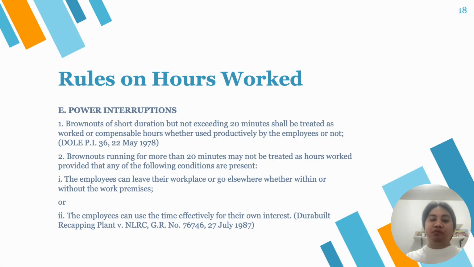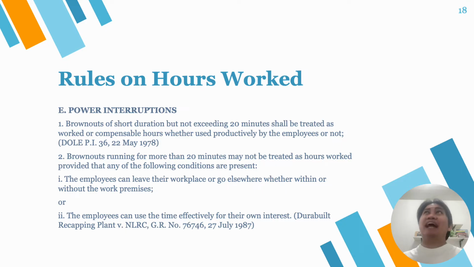Okay, now for power interruptions, brownouts or blackouts of short duration not exceeding 20 minutes shall be treated as worked or compensable hours, whether or not the employees were able to use those 20 minutes productively. Second, brownouts running for more than 20 minutes will not be treated as hours worked, provided that the employees are allowed to leave the work premises to pursue their own endeavors, whether within or outside the work premises. And the employees can use the time in excess of 20 minutes for their own interests. So they're not really barred from doing anything.